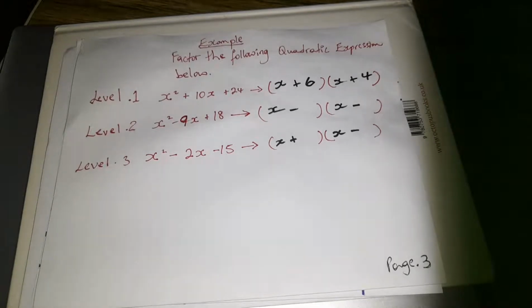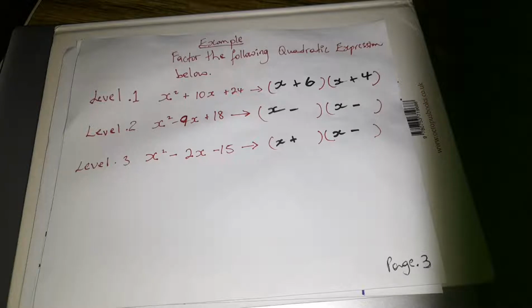Alright, now look at this. What I've done for you is definitely level 1, because I know that you could have gone ahead and written the answer for level 1. But for level 2, notice what I've done for you. Level 2, once I identify that b alone is negative, you're supposed to put x minus.